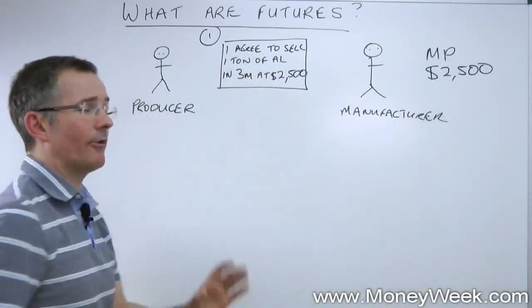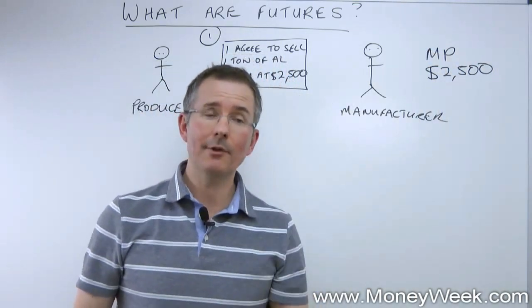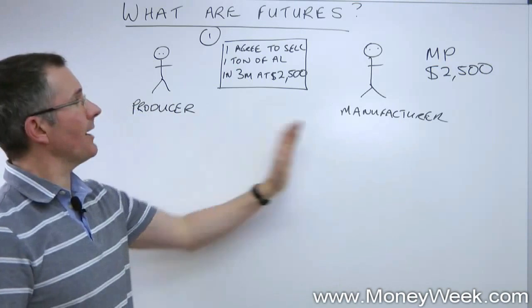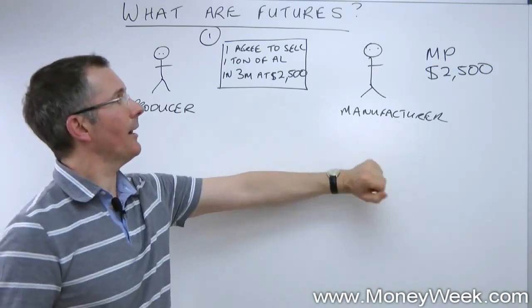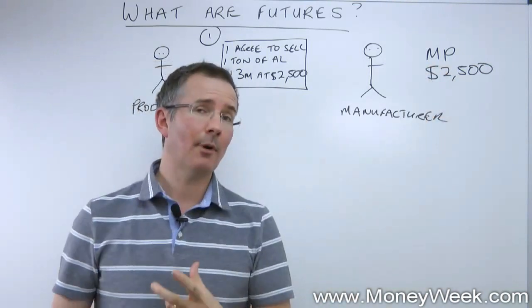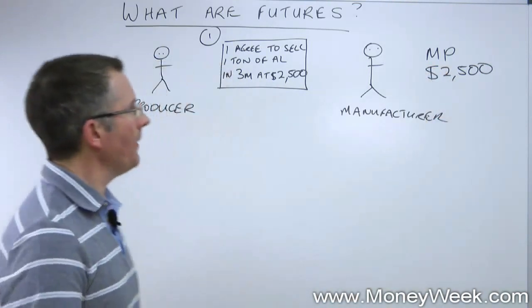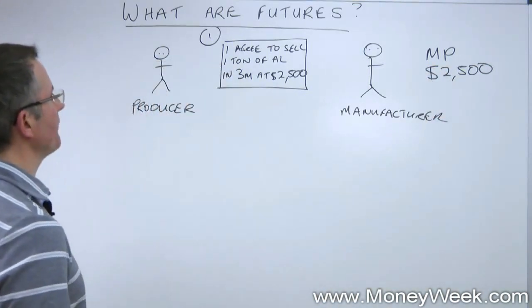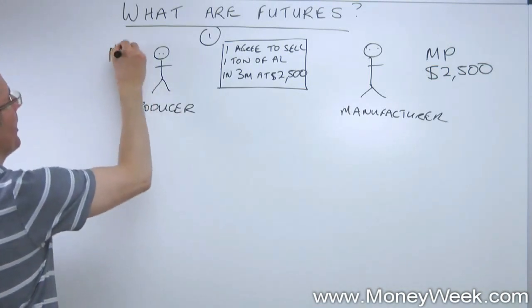Now you might say that's slightly unrealistic in practice, but let's go with it as an example. So, contract is signed, manufacturer thinking, great, I know I can buy aluminium in 3 months' time at $2,500, that's pretty similar to today's market price. Okay, 1 month passes, so that's the start of the example, that's now.